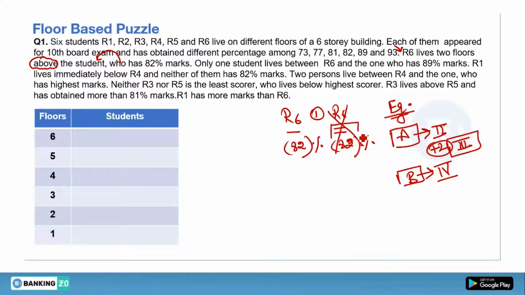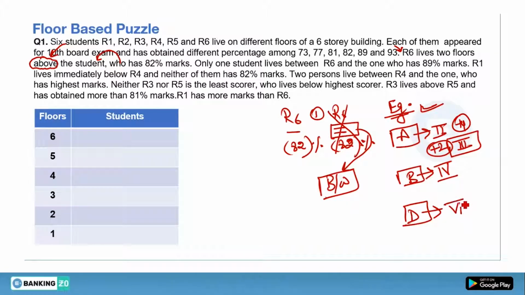The gap of 2 floors will be there only if the word "between" is mentioned between R6 and the 82% mark student. Okay, let's take another example. It will give you more clarity. Suppose there is another guy, that is D, who lives 4 floors above A. So what do I have to do? I have to add 4 to floor number 2. If I add 4 to floor number 2, I will get floor number 6.